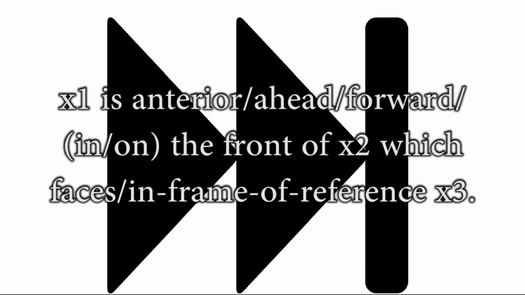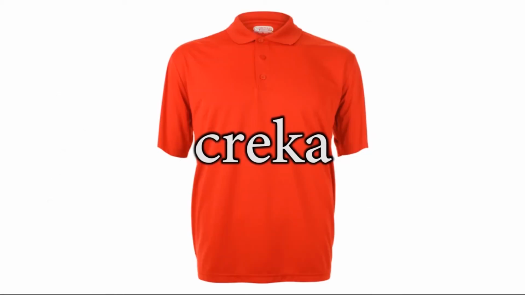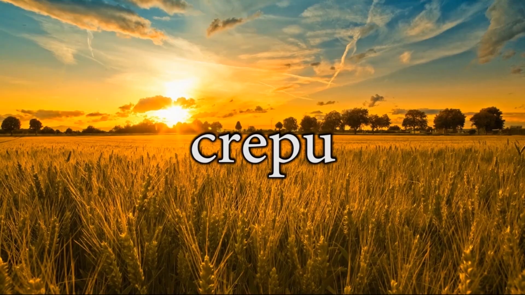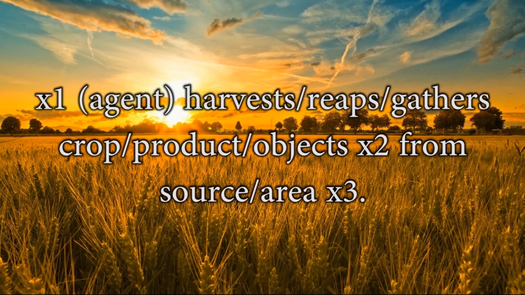Shrana. x1 is interior, ahead, forward, or to the front of x2, which faces or in frame of reference x3. Shreka. x1 is a shirt, blouse, or top of material x2. Shrepu. x1 harvests, reaps, or gathers crop, product, or objects x2 from source or area x3.